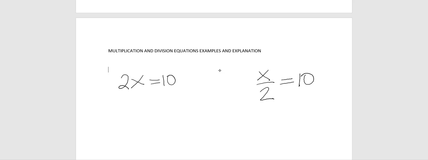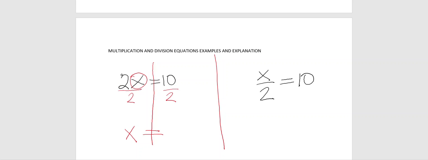So when we look at these two equations, this is 2 times x equals 10, but multiplication is not what we're going to do to get x by itself. If we're trying to solve for x, that means we want to know what x equals, and we do the inverse of 2 times x. The inverse of multiplication is division. 2 divided by 2 is 1. And anything times 1 is itself. So 1x is the same as x.